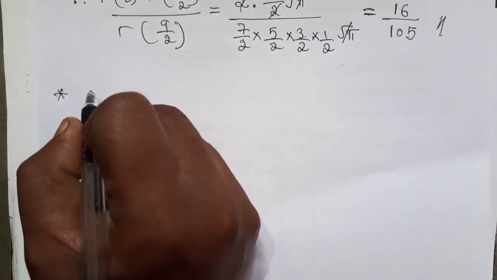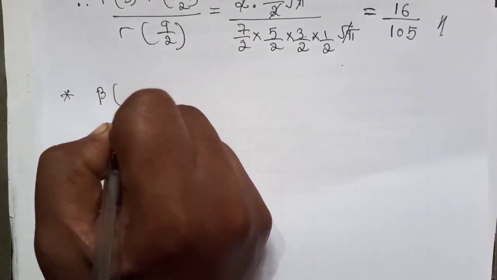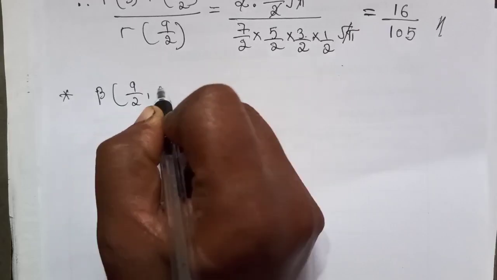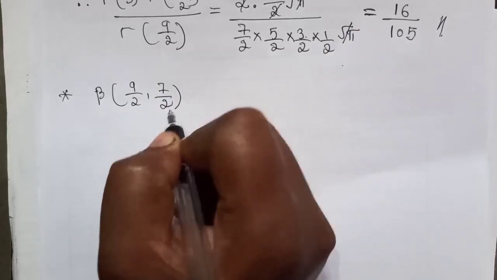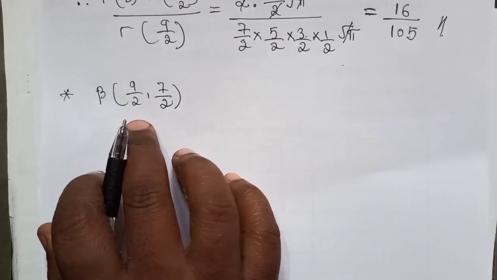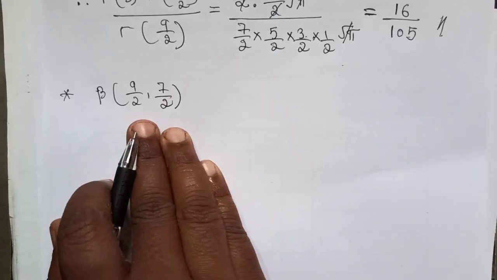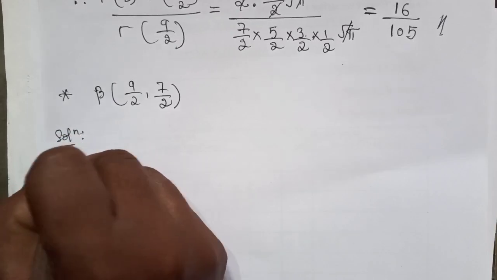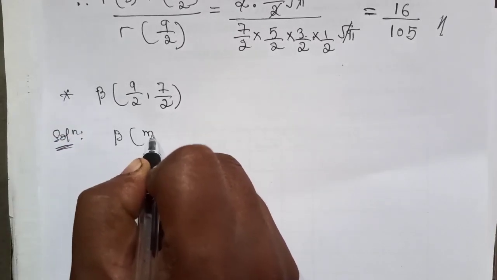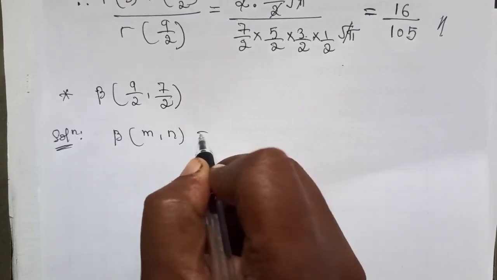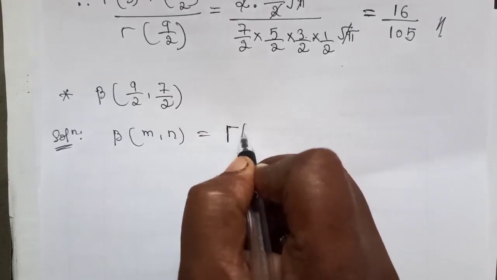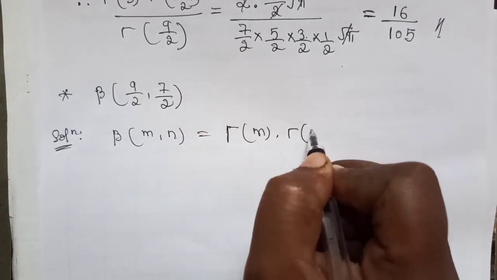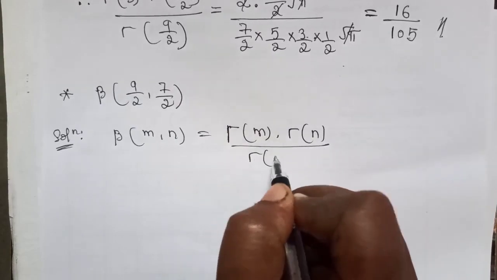Next problem: beta of 9 by 2 comma 7 by 2. This can be evaluated by using the relation between beta and gamma functions. Solution: we know that beta of m comma n can be written as gamma of m into gamma of n divided by gamma of m plus n.